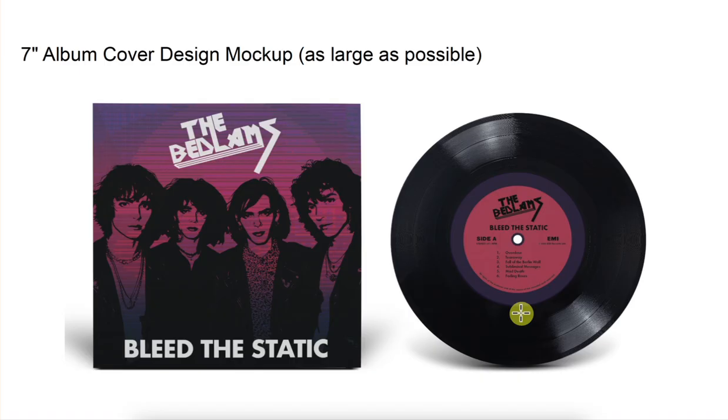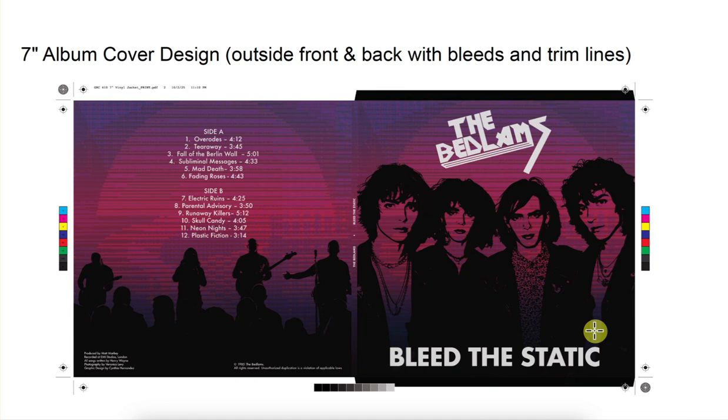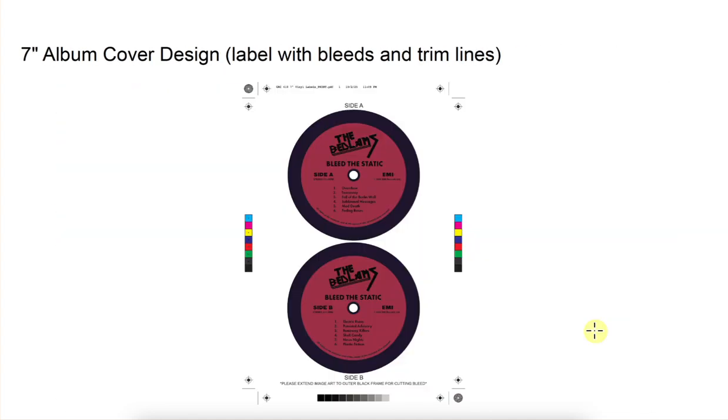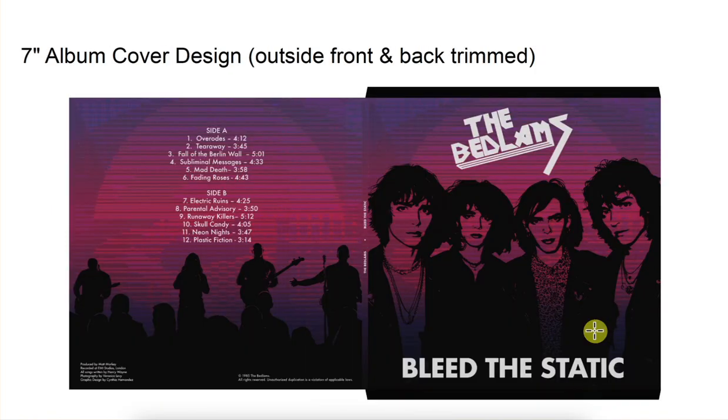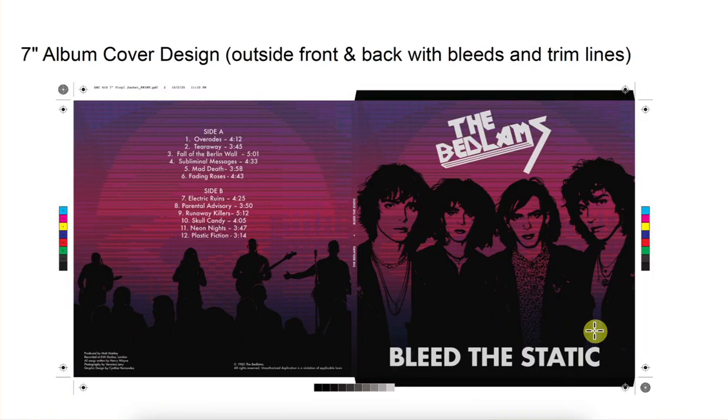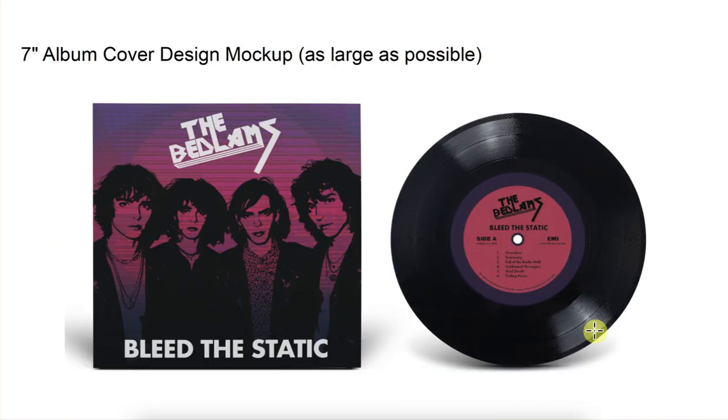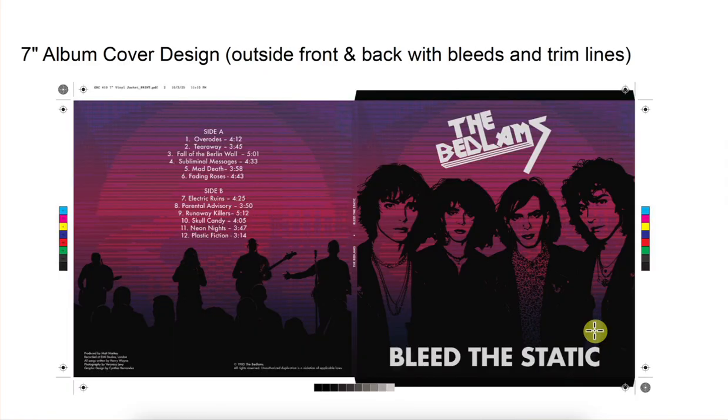Excellent. Then we went with a 7-inch single, but we have six songs on side A. We've got a full album here. A single is only going to have up to four songs, 1 to 4 songs. Is Bleed the Static the name of one of the songs? No. So pick one of these songs and then change this text to be that song, so that this single is officially, for example, let's say you choose Tearaway, the Tearaway single.